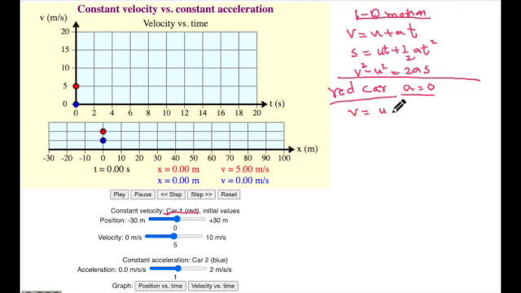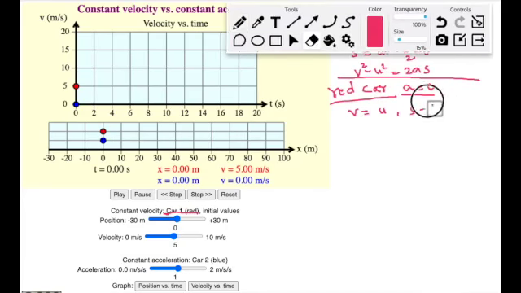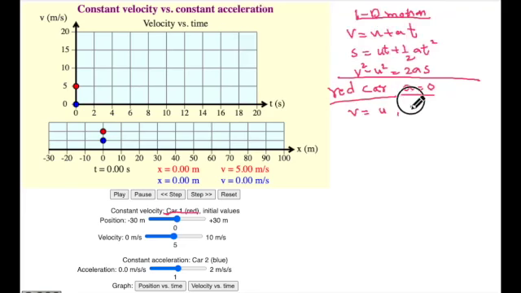v is equal to u, since a is equal to 0, and s is equal to ut. And this relation, v square minus u square, is equal to 0, which is again v is equal to u.